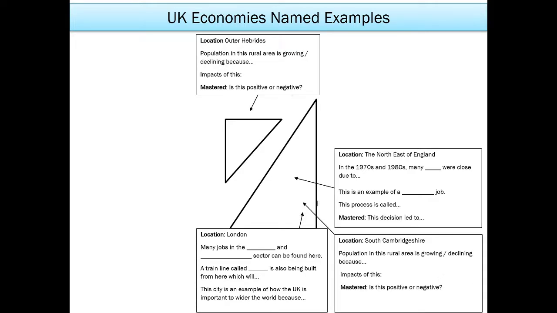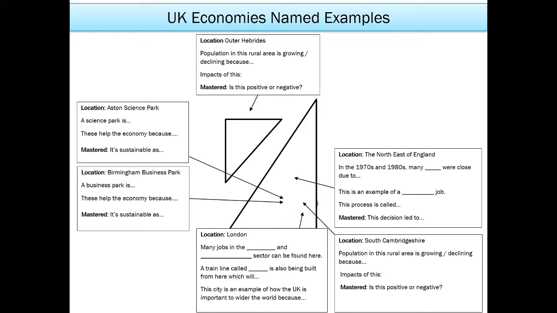We're then going to look at the Outer Hebrides and South Cambridgeshire, and you're going to tell me what's happened to the population in each area. Is it growing? So is it increasing or is it declining? It's decreasing. And then can you tell me what the impacts of this were? For mastery, can you tell me whether this was positive or negative, and can you explain why you think it's positive or negative?